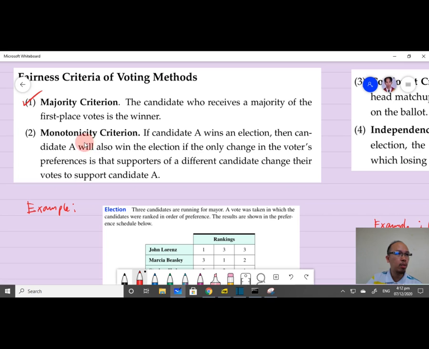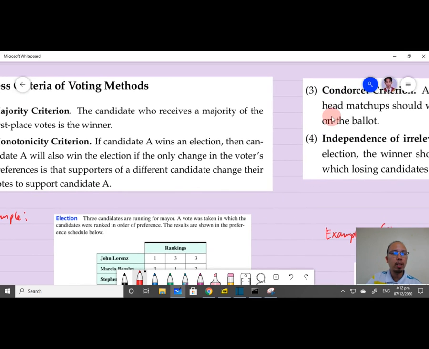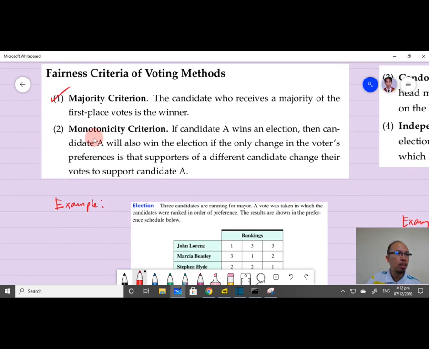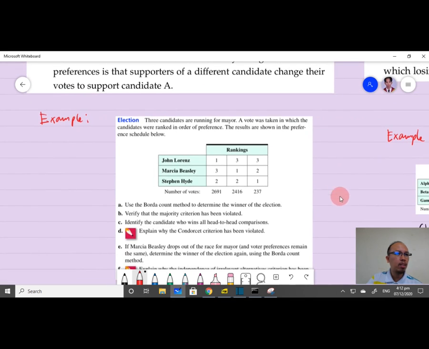Okay, and next we will be discussing maybe the third one, which is very familiar, and then the fourth one before going to the second. Okay, this one here. So let's have an example here. Three candidates are running for mayor. A vote was taken in which the candidates were ranked in order of preference. So this is the preference table. The results are shown in this table below.